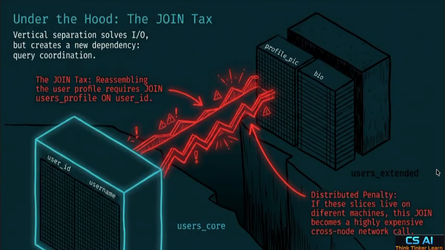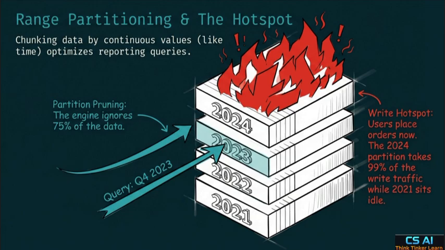Let's look at range partitioning. It's intuitive, chunking data by continuous values like time. It's a godsend for reporting. The engine can use partition pruning to completely ignore 75% of your data, but it creates a write hotspot. If your users are active right now, 99% of the traffic is slamming the 2024 partition, while your 2021 data sits idle. You've optimized for reads, but you've created a massive bottleneck for writes.